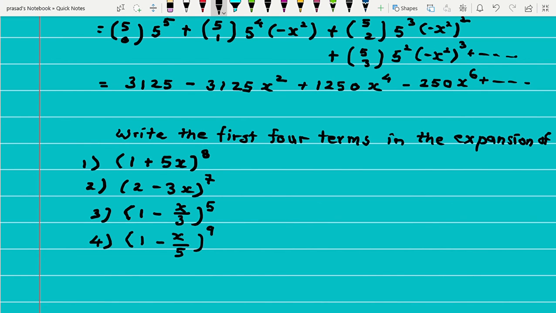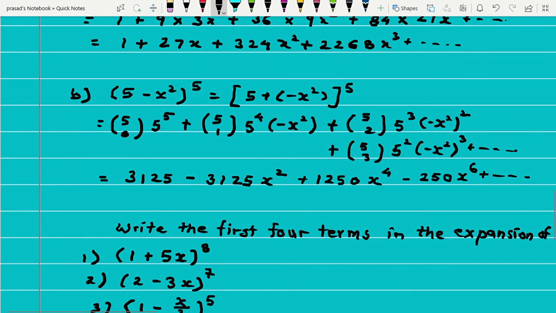So this is the general formula for binomial expansion, which you can use for higher powers. Are the steps okay with you? Try these problems. Any doubts, please ask me.